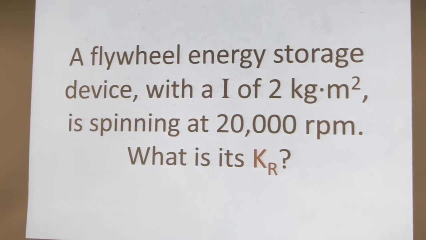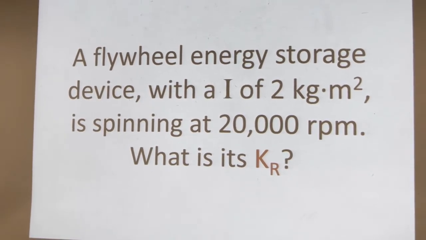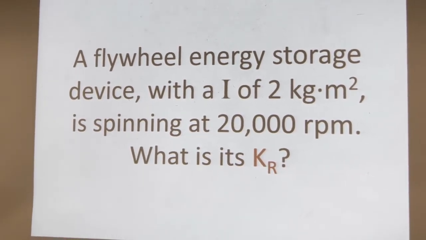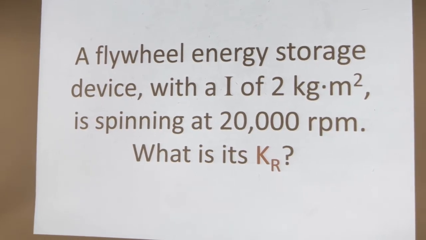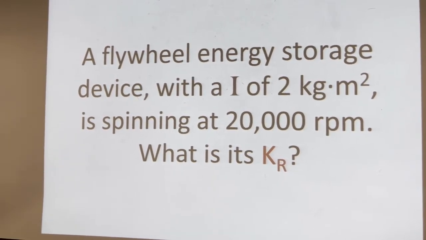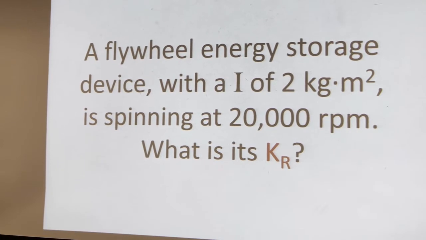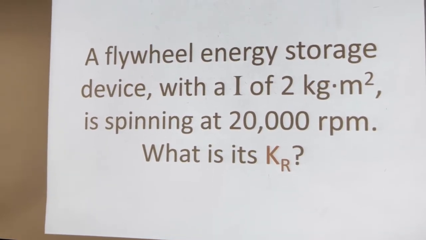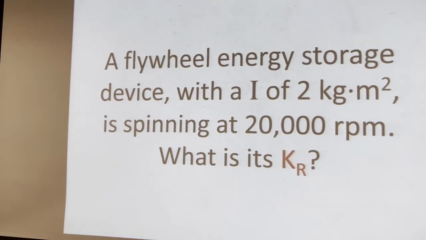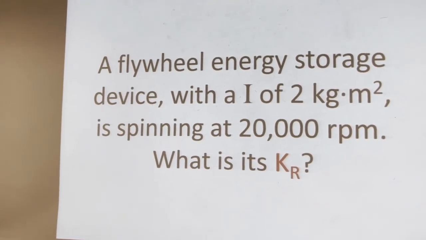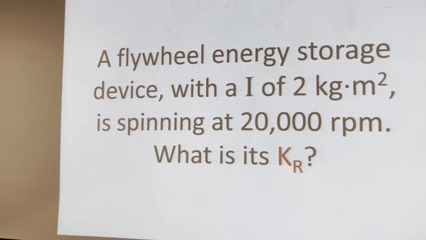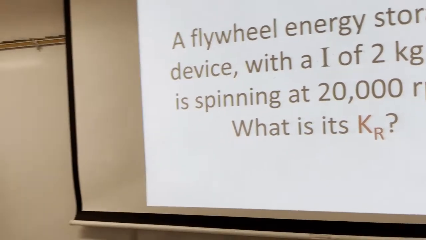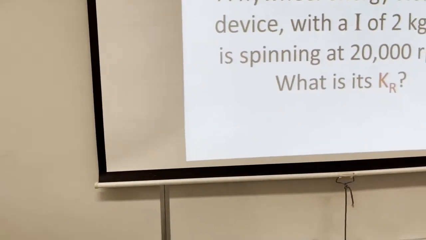A flywheel energy storage device, like we just saw, with a moment of inertia of 2 kg/m squared is spinning at 20,000 RPMs. What is the kinetic energy? Well, K is 1/2 I omega squared. We got the I. How can we get omega out of 20,000 RPM? Okay, well, I think we did this already.